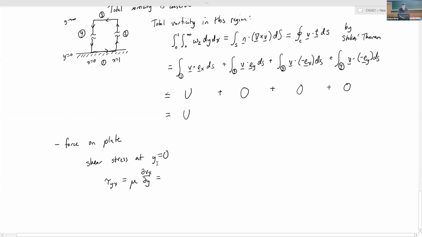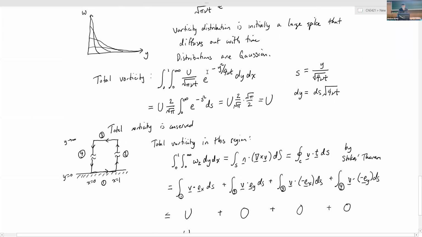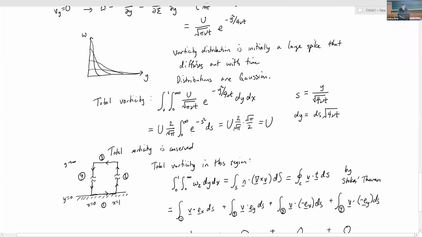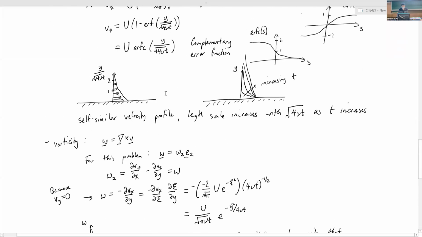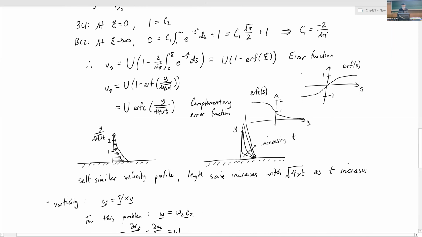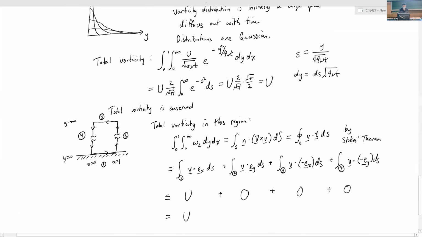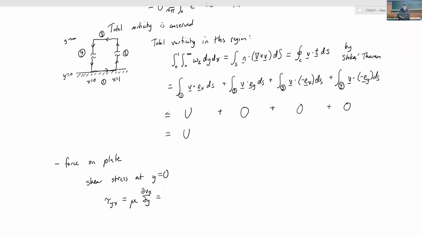By basically taking a derivative of this velocity profile at y equals 0, you get something that looks like this. I don't have enough time at this point to go through the actual math, but it's fairly straightforward, okay?